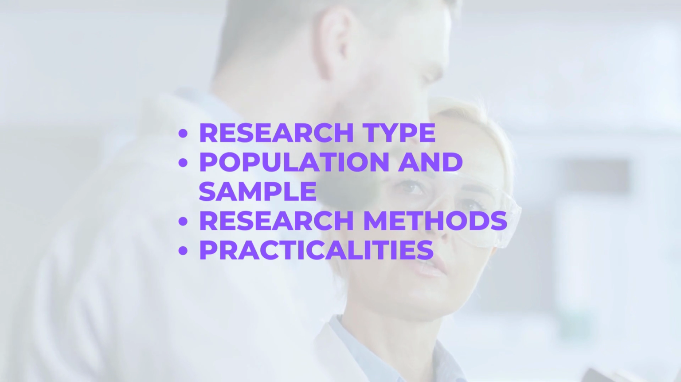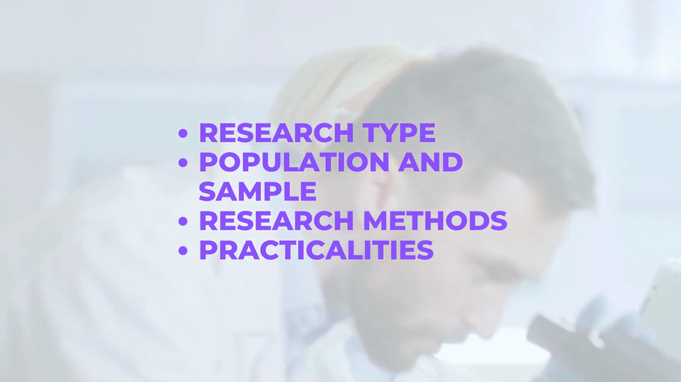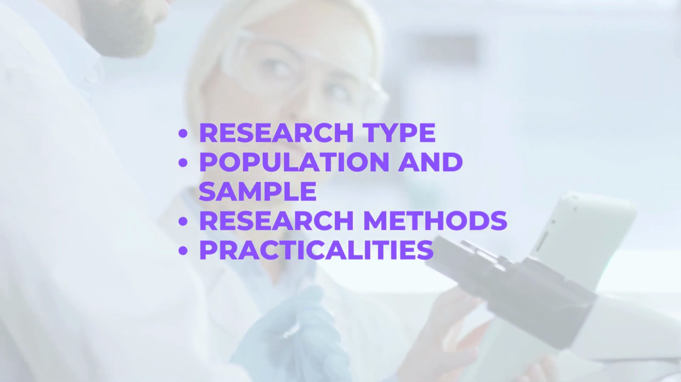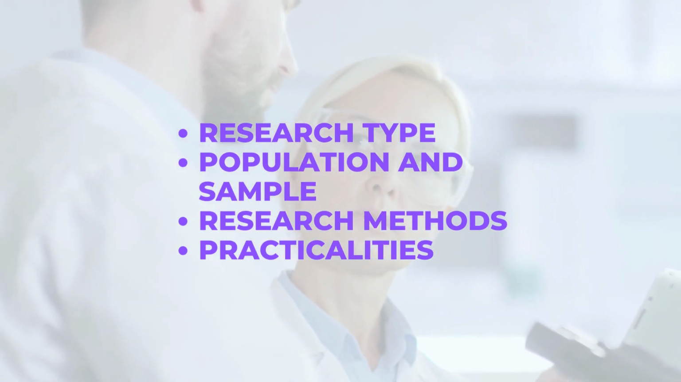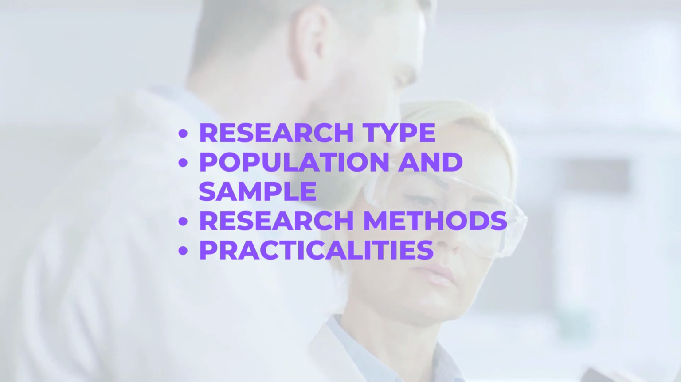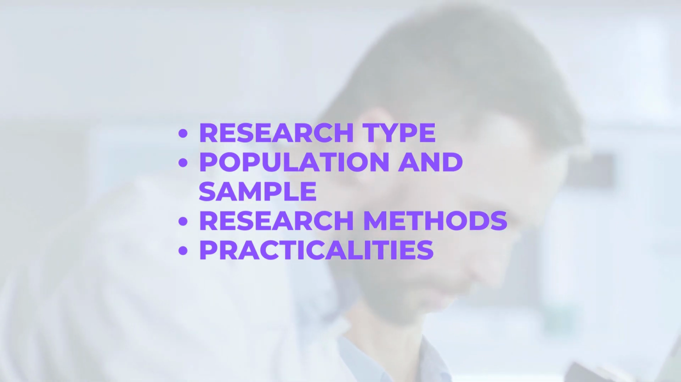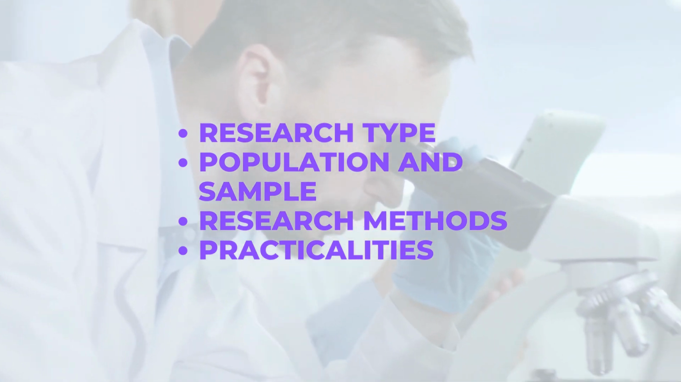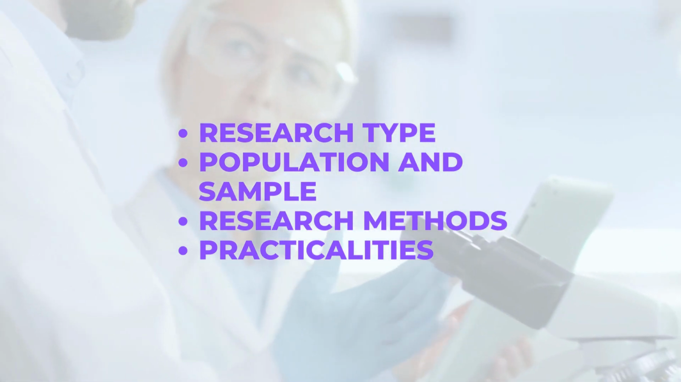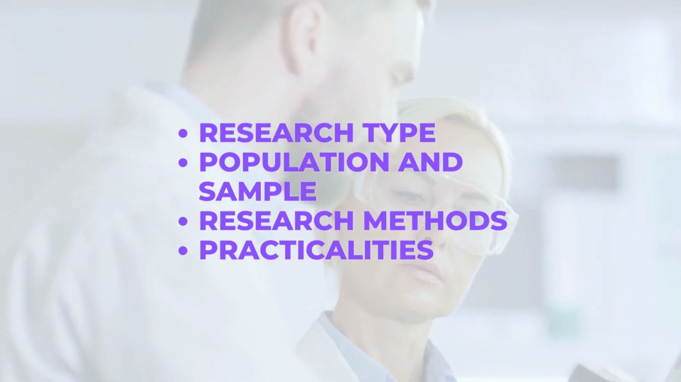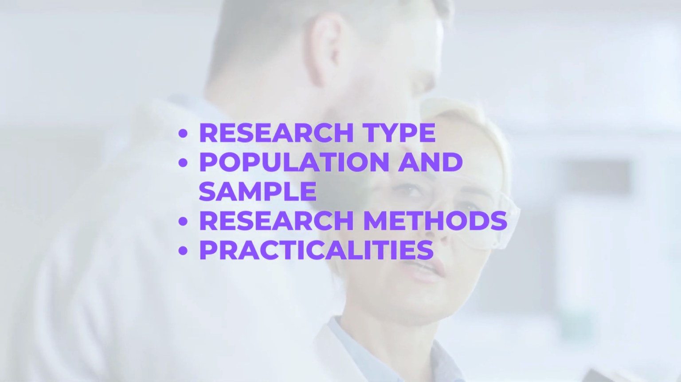So the third one is the research method. What data collection tools and procedures you will use. Are you going to do surveys, interviews, or experiments, and justify all the things you've mentioned. And aside from that, talking about practicalities, you should provide a Gantt chart, how much time you need to complete the study, how you will gain access to your population, and how you will address any upcoming obstacles.